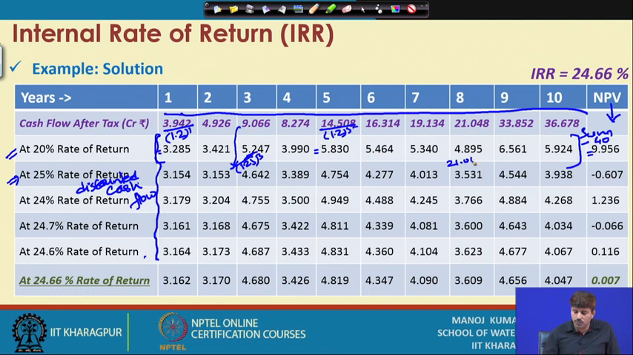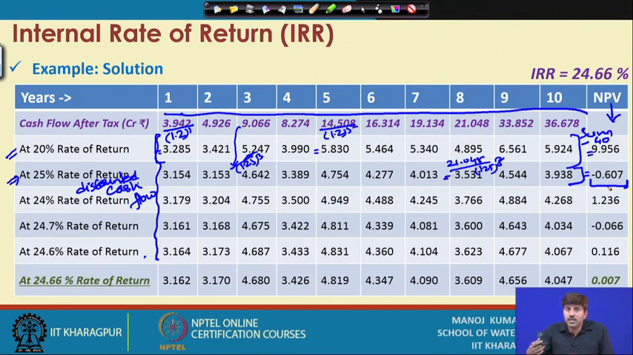So, 21.048 divided by 1.25 to the power 8 will give this number. That way we will calculate the discounted cash flow at 25% rate. Now, what we see is that when we sum these numbers, the total sum minus 40 is equal to minus 0.607. That is very crucial information: the net present value has turned negative.